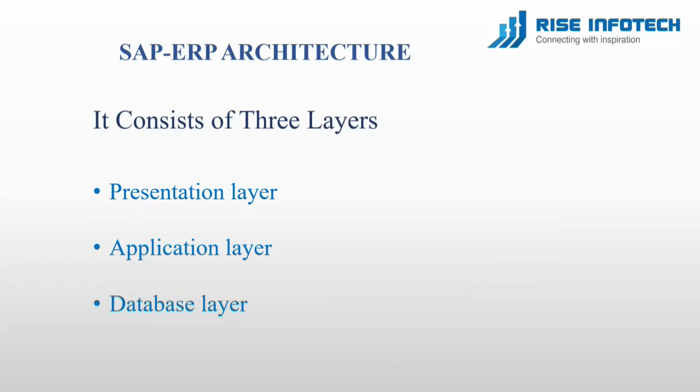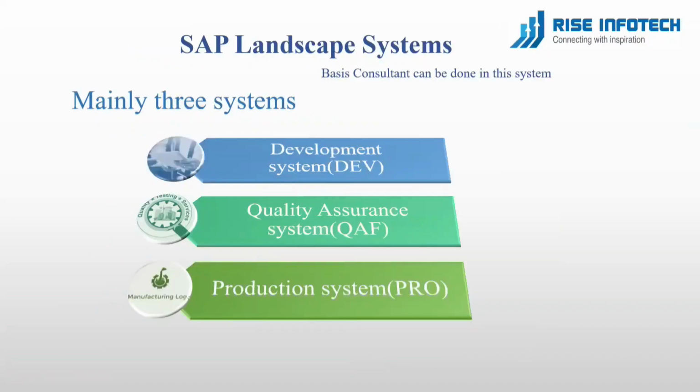Then application layer: in this layer, SAP runs in one database. Then database layer: SAP introduced the one database, its name is HANA. That is called the SAP database layer. Then coming to landscape systems. Mainly 3 systems: development system, quality system, production system.